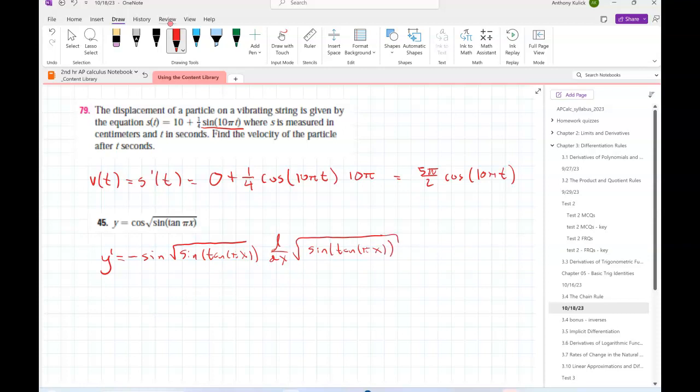And what is the outside function for this one? It's the square root, right? Which is the same as, we'll think about it as the 1/2 power. So that's going to be 1/2, and then the inside stuff stays the same. And then we have the derivative of the inner.